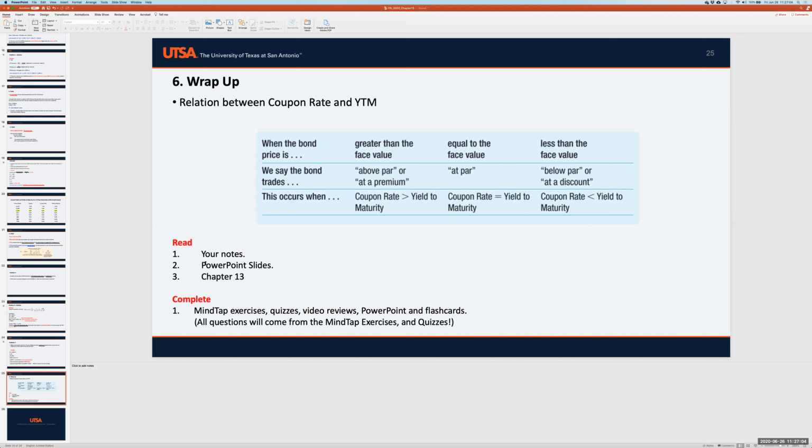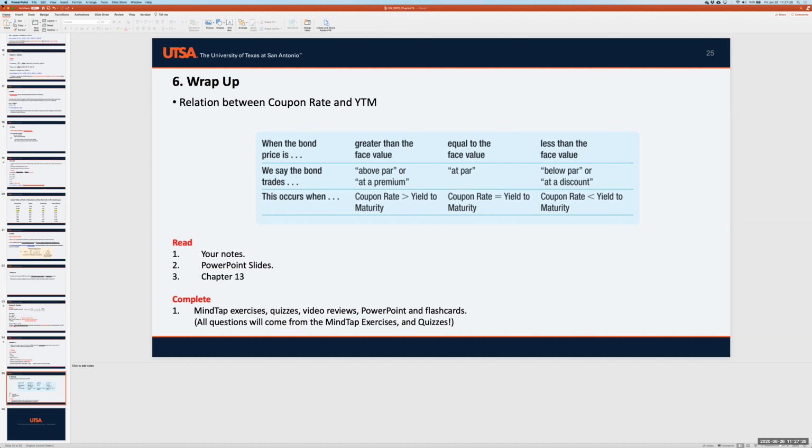When the bond price is equal to face value, we say that the bond trades at par. This occurs when the coupon rate equals yield to maturity. When the bond price is less than the face value, we say that the bond trades below par or at a discount. This occurs when the coupon rate is less than yield to maturity.